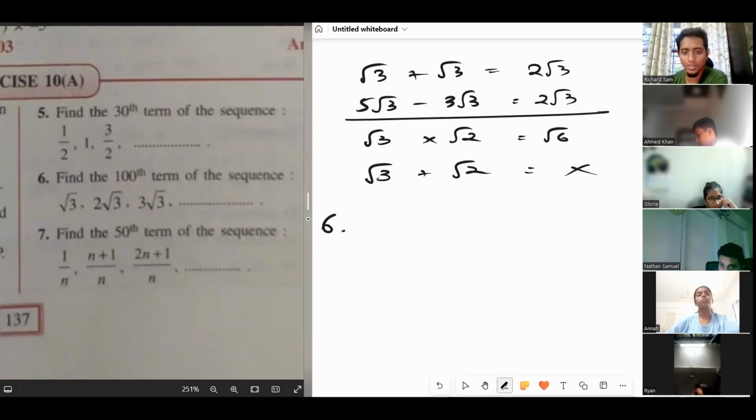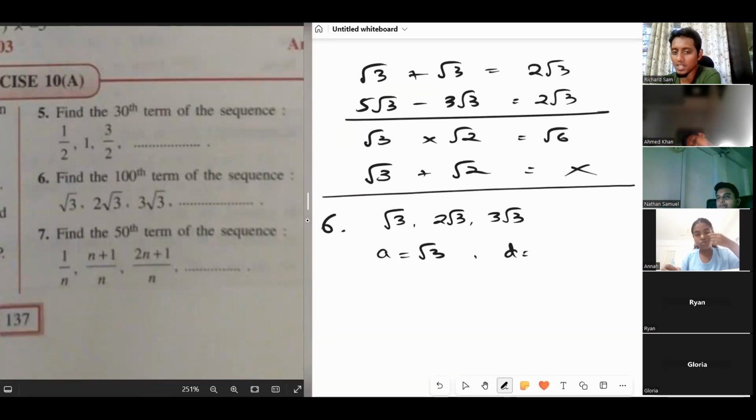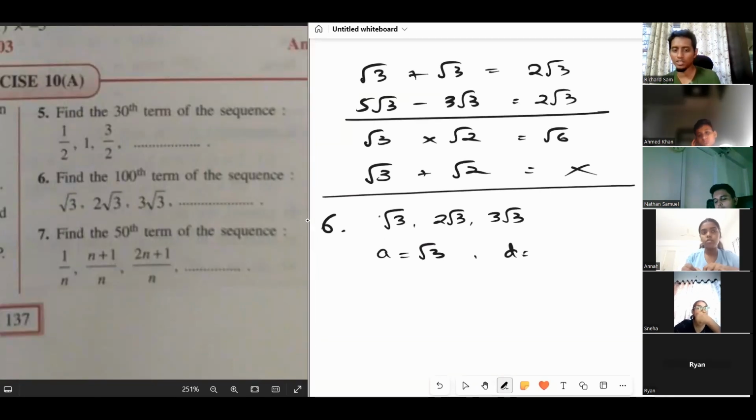Okay, do the 6th question next. The difference between them is not just 1. What is A? A is root 3, obviously. What is D here? It's root 3. So the first term in this progression is 1 root 3, and the difference, root 3, is the same. If you subtract any two terms, 3 root 3 minus 2 root 3 is 1 root 3, or root 3.